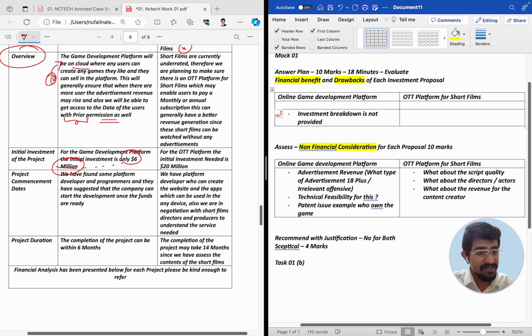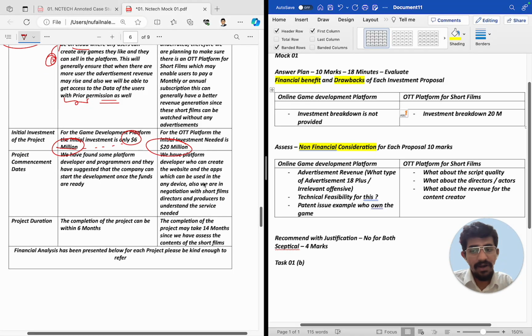Everything needs to have an understanding. For the OTT platform, we need an initial investment of 20 million. Once again, students, 20 million is a very big amount. So I have to ask for the investment breakdown, because we need to understand what is happening to that 20 million. That is very, very important.